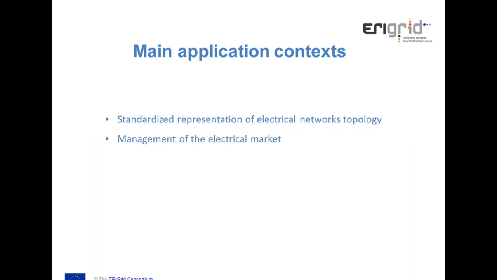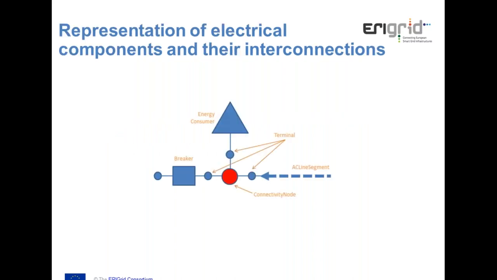This is an abstract model. How is it used, when the main application contexts are, first of all, the standardized representation of electrical networks? Then there is a specific part of the CIM for the management of the electrical market. And then there is another very interesting part for managing system integrations, so the integration of different software systems at utility level.